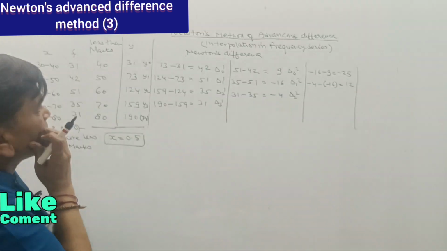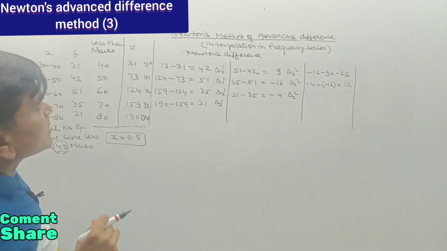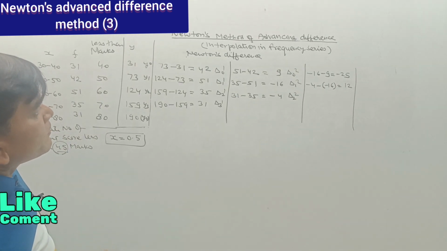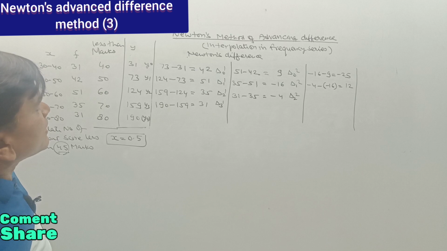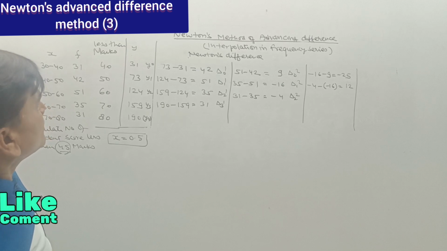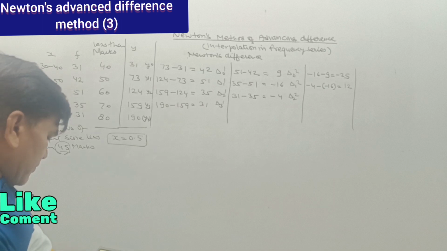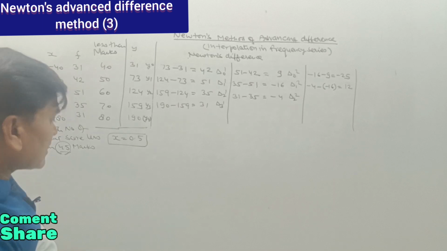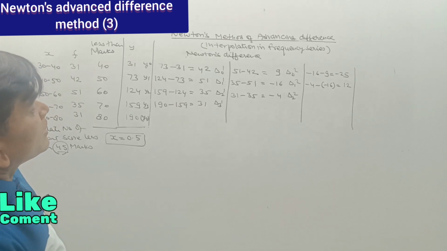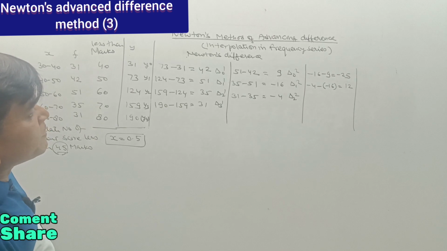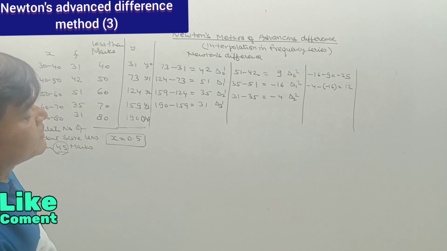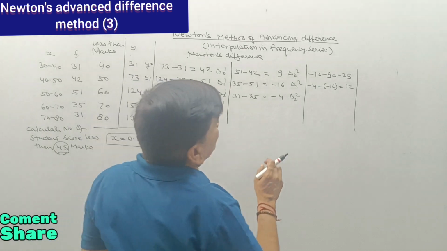Okay, some differences are over there. First difference is 51 minus 42, and 124 minus 73, that is 51. Now 51 minus 35, that is okay. Now come to the point.